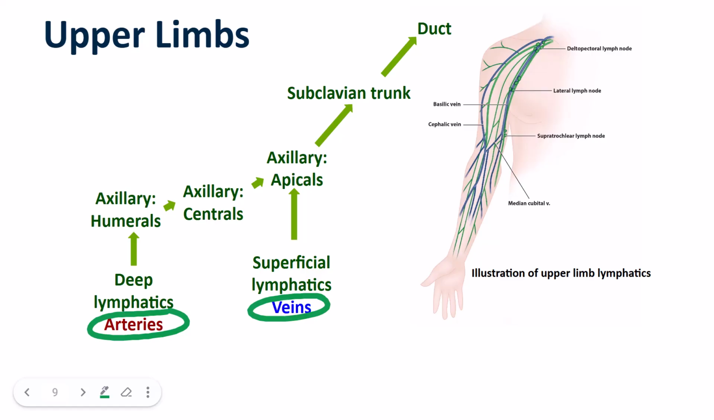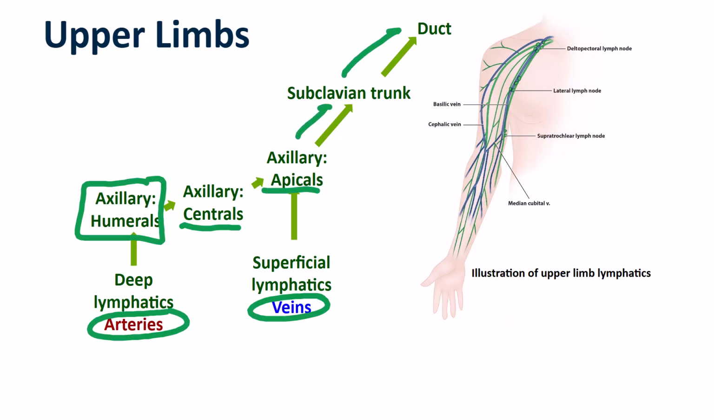And so the deep lymphatics following the arteries ascend, and then they're going to feed into the axillary group, specifically the humeral nodes, then into the centrals, then into the apicals, then into the subclavian trunk, and then into the associated duct. Whereas the superficial lymphatics will follow things like the cephalic and basilic veins, which then eventually flow into the apical axillary nodes, and then into the subclavian trunk before going to the duct.